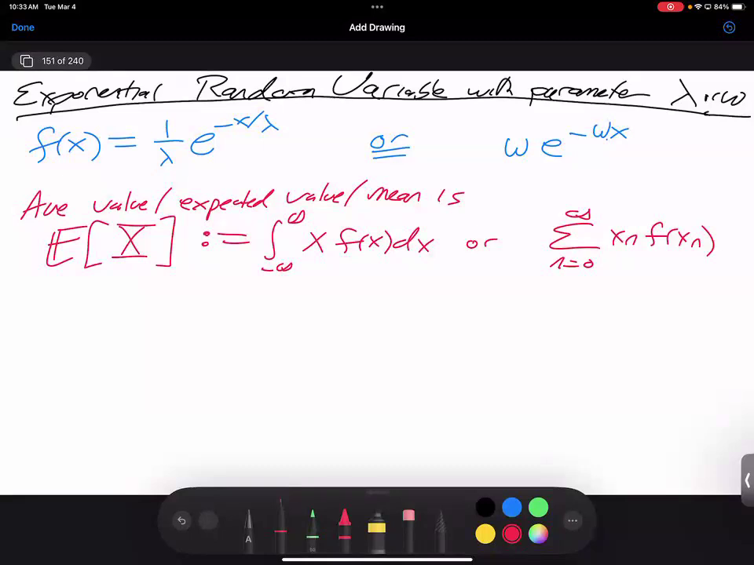So let's calculate the expected value for the 2 different exponentials. So the expected value for the first exponential would be the integral from 0 to infinity, and here this is for x greater than or equal to 0, of x times 1 over lambda e to the negative x over lambda dx. So anybody remember how to do that integration?